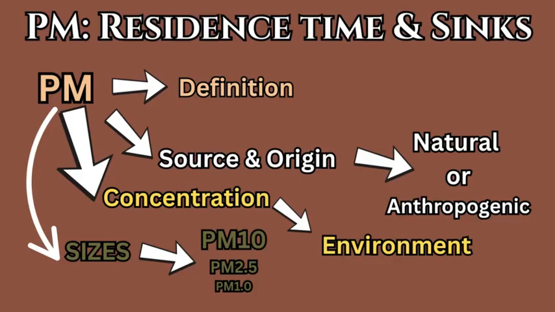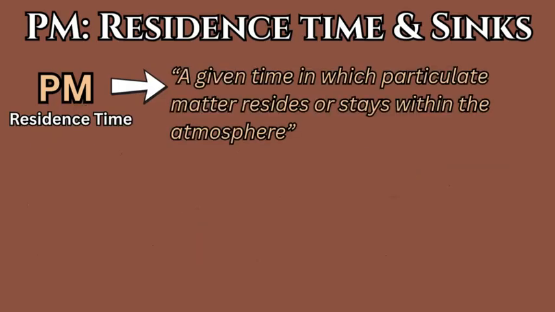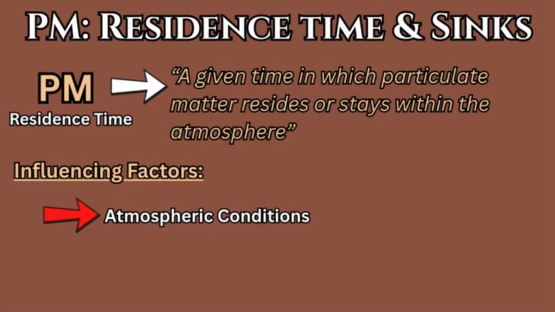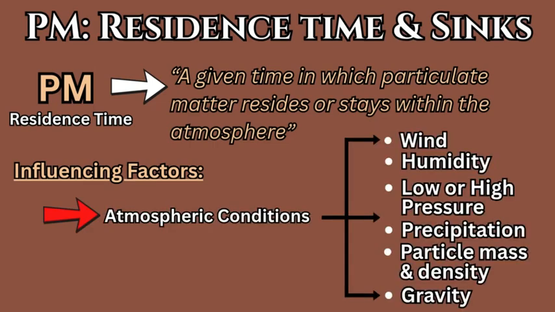So the particles themselves can stay in the atmosphere for a given time, which ranges from minutes up to days, and this is called residence time. Now, this is based on many factors, including the atmospheric conditions, for example, high pressure or low pressure, wind, humidity, precipitation rates, the density and mass of the particle, the source of the particle, type of the particle, and of course, gravity.